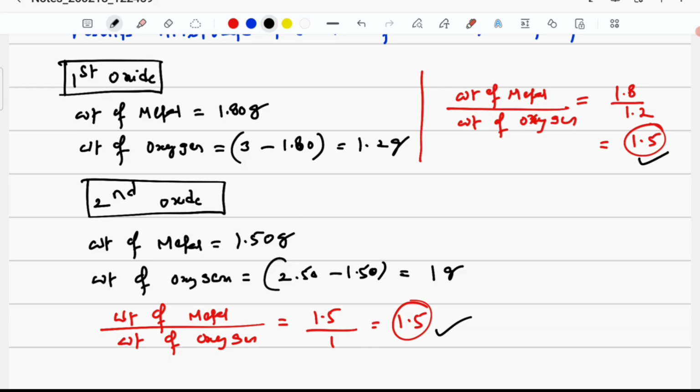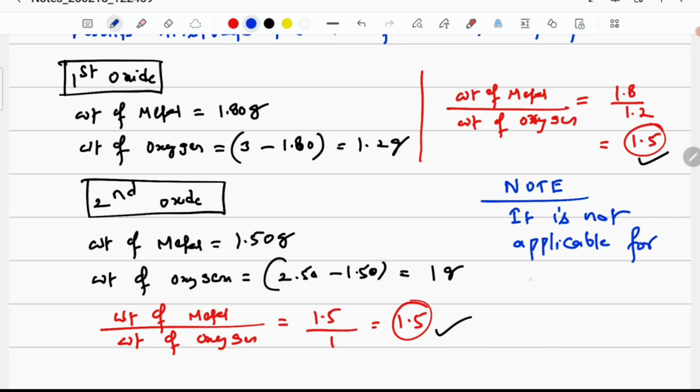And remember one important statement here. This particular law of definite proportion is not applicable for isotopes. Keep in mind, important statement.